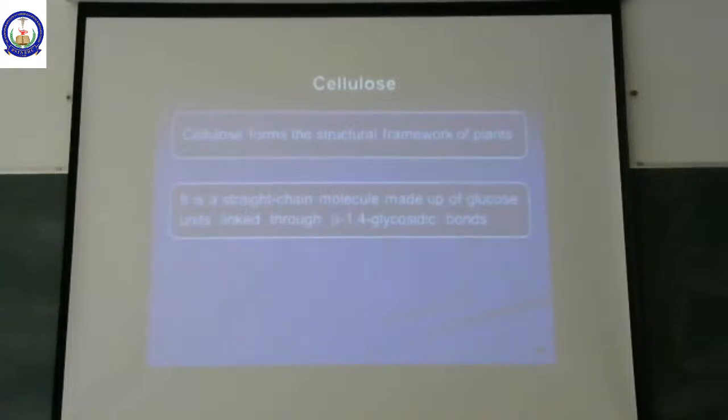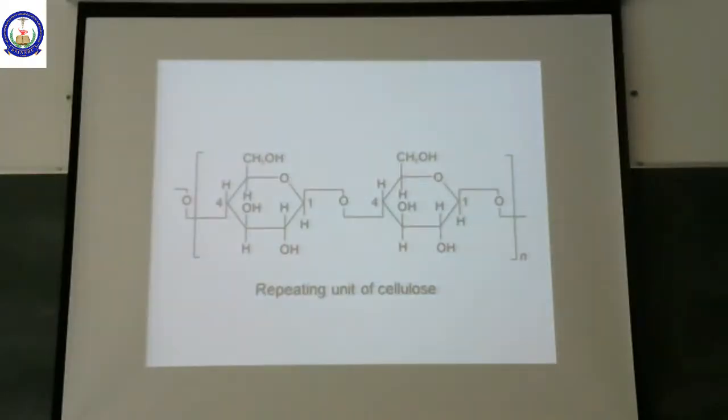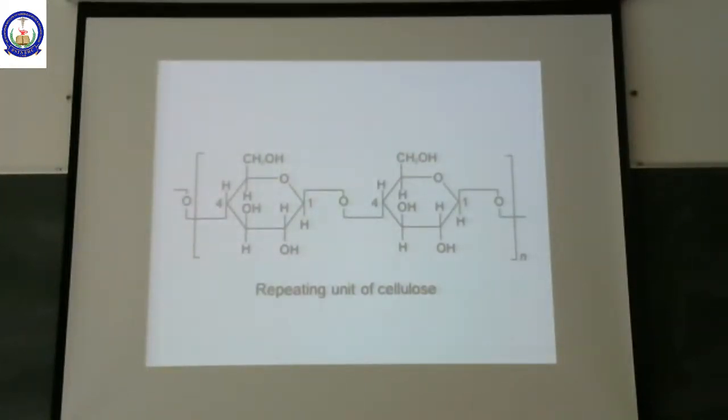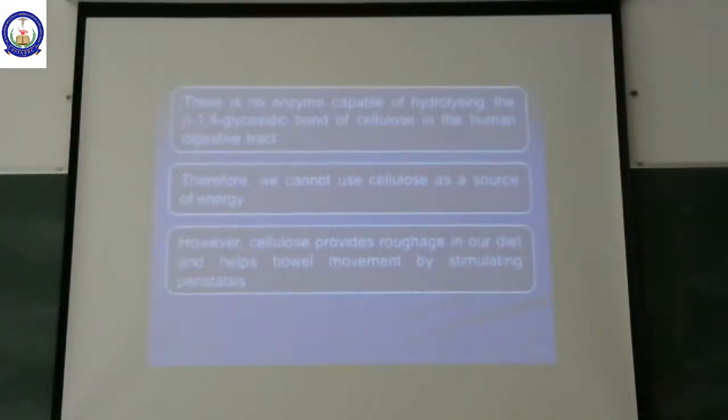The next example is cellulose. Cellulose forms the structural framework of plants, and it is a straight chain molecule made up of glucose linked with beta-1,4 glycosidic bonds. This is an example of a polysaccharide. This is the structure of the cellulose molecule. There is no enzyme in humans capable of hydrolyzing this. So this molecule is bonded with beta-1,4 glycosidic bonds, whereas in starch it is with alpha-1,4 glycosidic bonds.